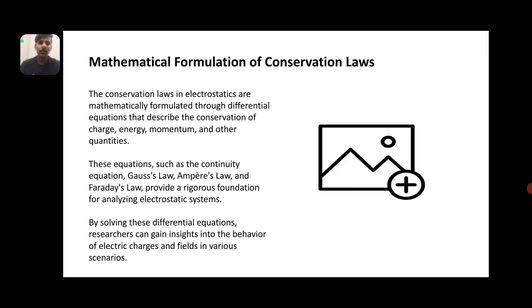Mathematical formulation of conservation laws. The conservation laws in electrostatics are mathematically formulated through differential equations that describe the conservation of charge, energy, momentum, and other quantities. These equations, such as the continuity equation, Gauss law, Ampere's law, and Faraday's law, provide the foundation for analyzing electrostatic systems. By solving these differential equations, researchers can gain insights into the behavior of electric charges and fields in various scenarios.